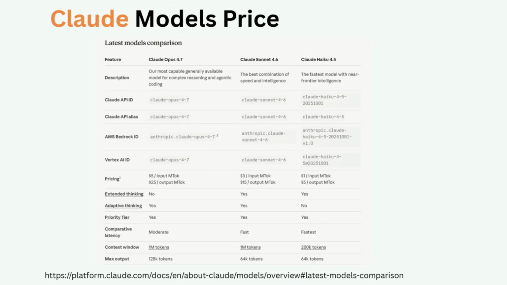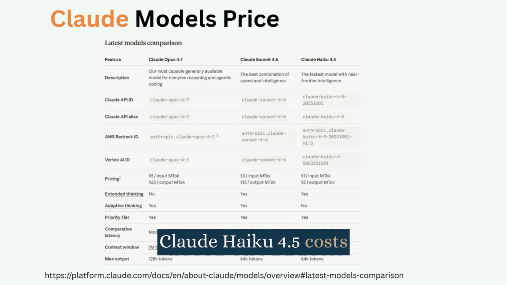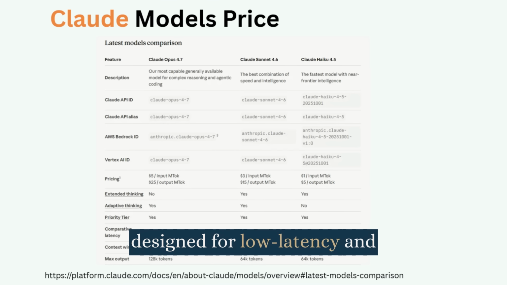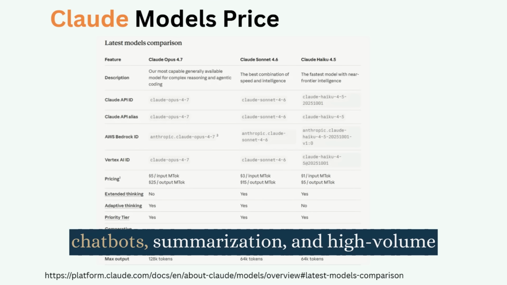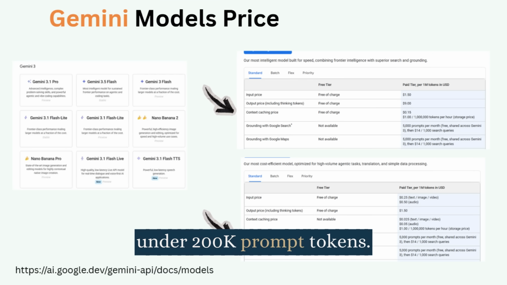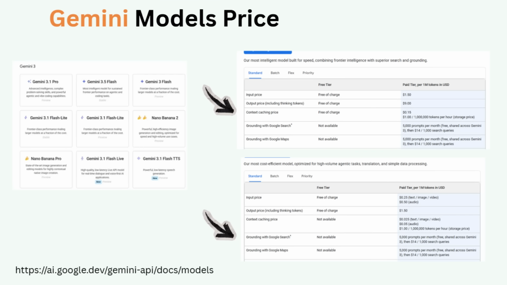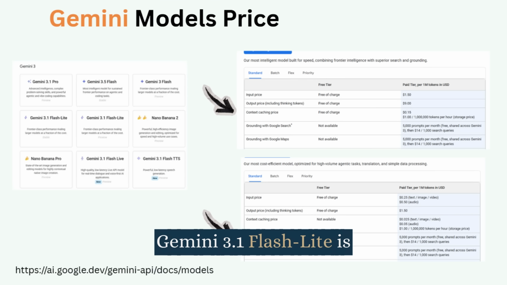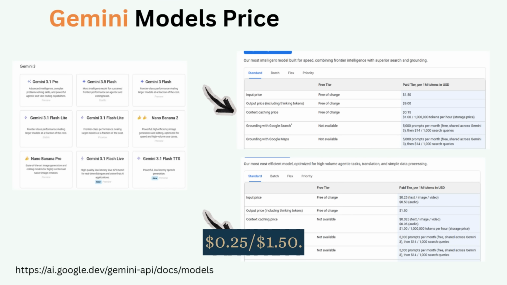Claude Haiku 4.5 costs $1 per 1 million input tokens and $5 per 1 million output tokens. It is the fastest and most lightweight option among the Claude models, designed for low latency and cost-efficient applications such as chatbots, summarization, and high-volume API workloads. Gemini 3.1 Pro is $2 input and $12 output per 1 million tokens, under 200,000 prompt tokens. Gemini 3.1 Flash-Lite is 25 cents input and $1.50 output.